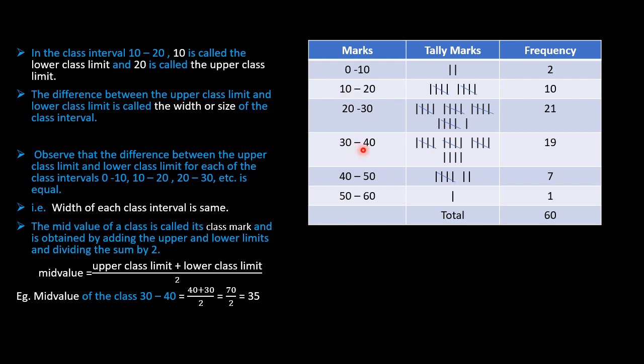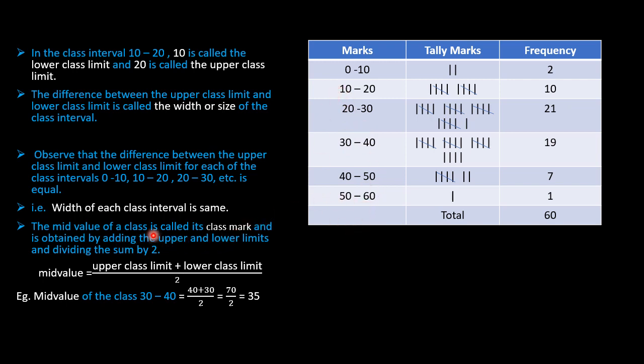Take 30 to 40: upper class limit minus lower class limit, 40 minus 30, and we get the answer 10. So the width of the class is 10. In each class you can see the difference is 10. Everywhere, the width or size of the class is the same, that is 10.